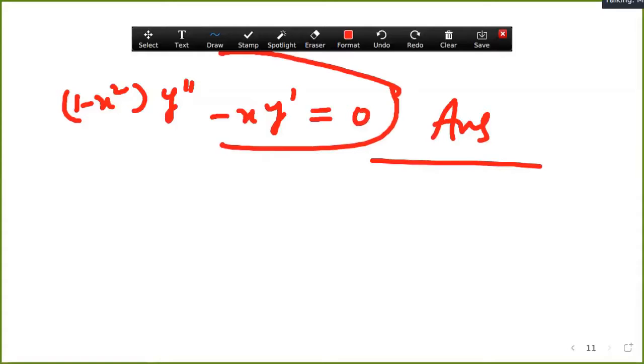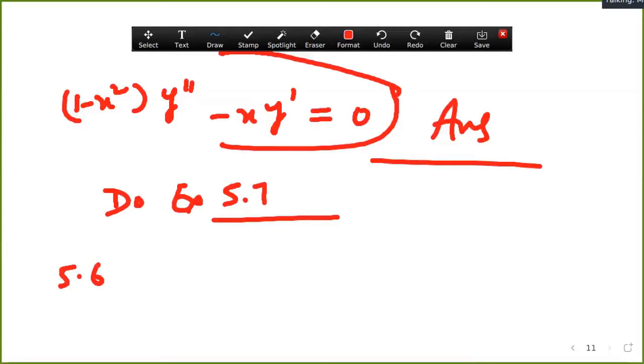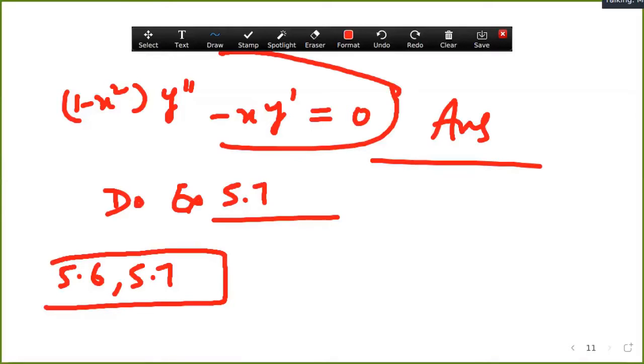Now you can do exercise 5.7. Now do exercise 5.7 also. Two exercises we have discussed today, 5.6 and 5.7. You have to do these two exercises. Further, we will do important questions of miscellaneous, examples of miscellaneous in the next lecture.